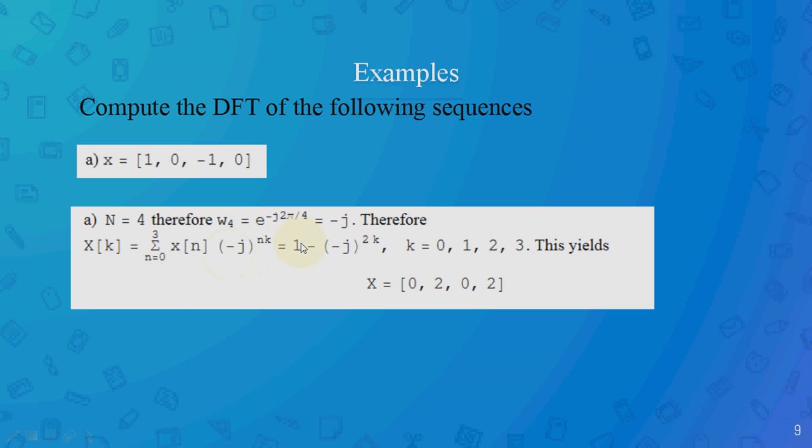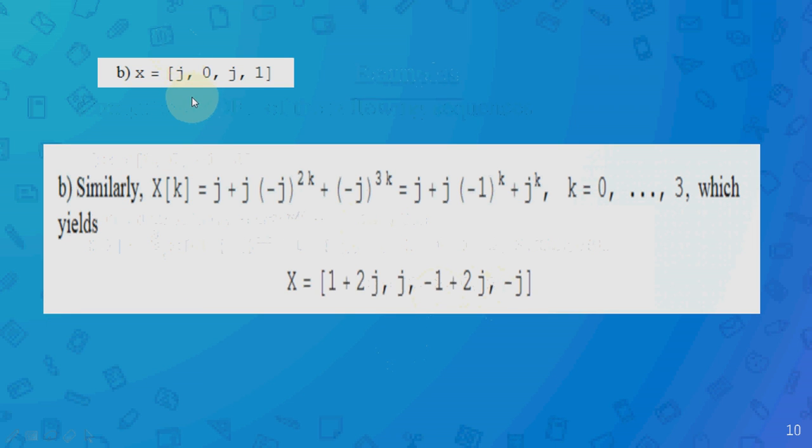So put the values of k. For k equal to 0, k equal to 1, k equal to 2, k equal to 3, you will get 1 minus of minus j raised to 2k. So you can use the values of k for 0, 1, 2, 3, and you will get the output X of k equal to 0, 2, 0, 2. So in this way you can solve the example.